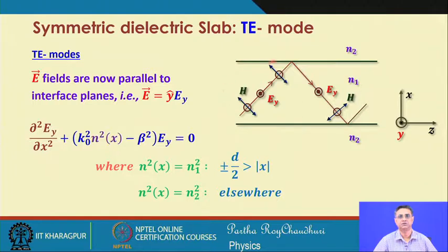So, for TE modes, once again we will look at this configuration. You have the Ey field which is parallel to the interface planes, and the magnetic field components will lie in the xz plane. So, it will give rise to two components, and this Ey comes through the Helmholtz equation, that is d squared Ey by dx squared plus this quantity into Ey equal to 0. So, this is the mathematical representation for the refractive index profile and the wave equation for this structure, as long as we are concerned with the TE modes.